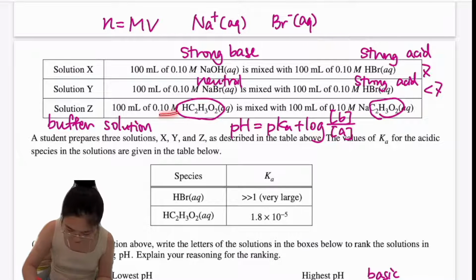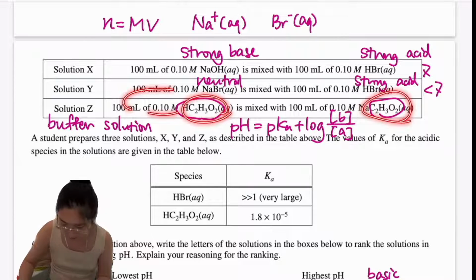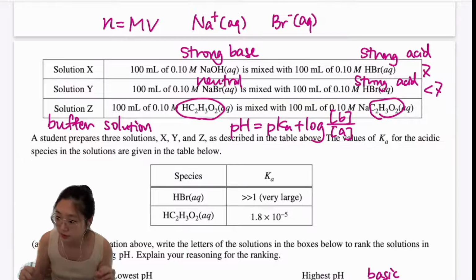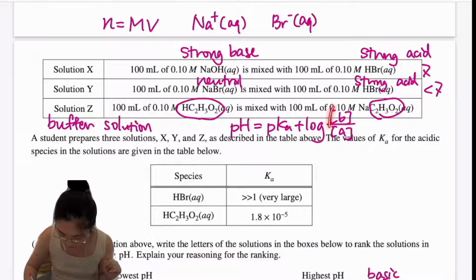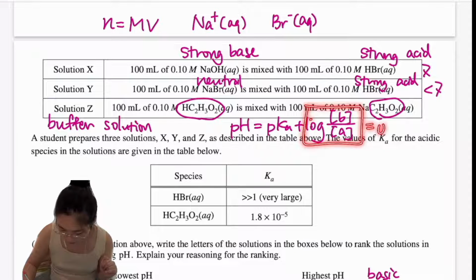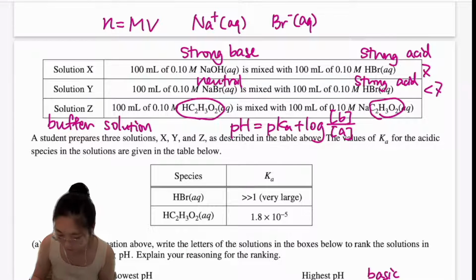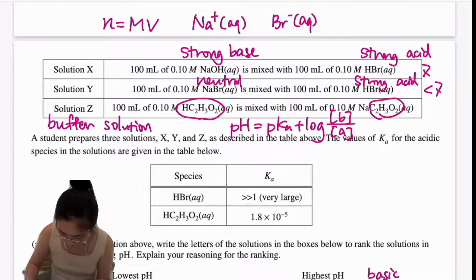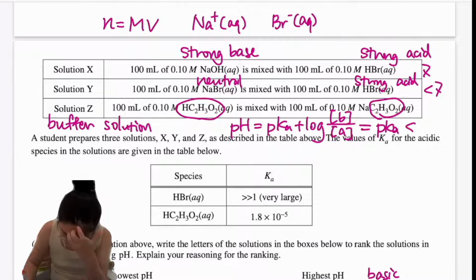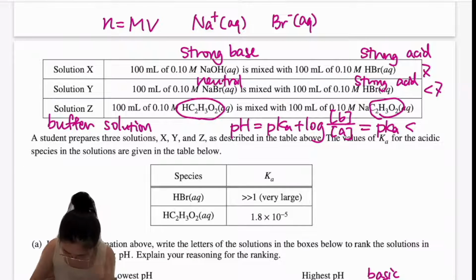Okay, and then when you mix these two, because they have the same number of moles, their concentration in the solution is exactly the same, which makes this ratio equal to 1, which makes the log of the ratio equal to 0. That's what we call the half equivalence point on a titration curve. So for this buffer solution, its pH is equal to the pKa value. And since it's a weak acid, its pKa value will be, of course, less than 7.